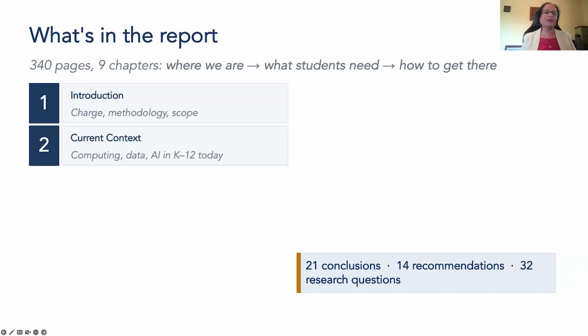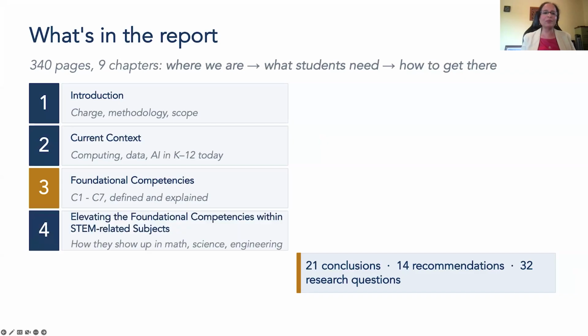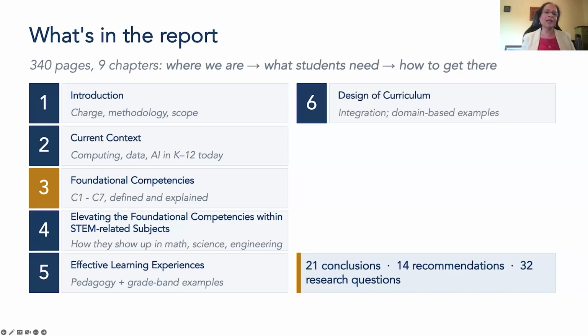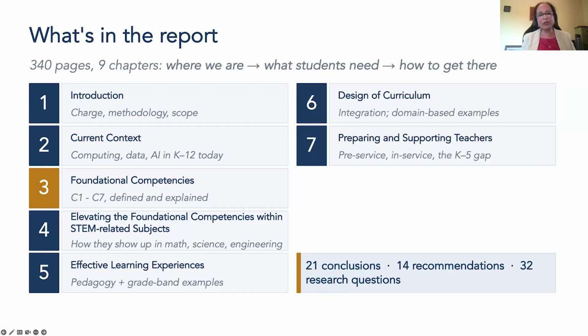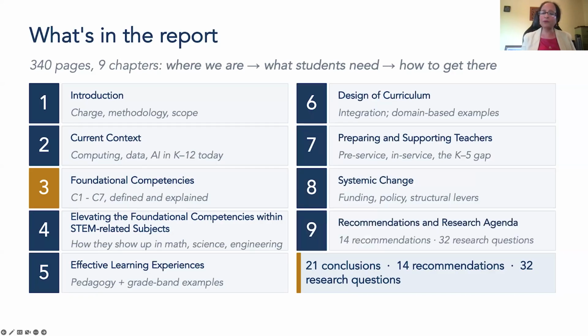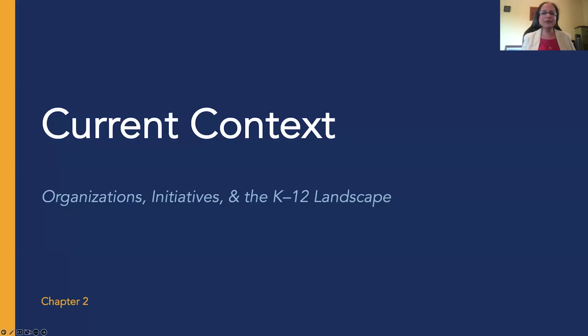And this is the way the report flows. Chapter 3 is where the foundational competencies occur. Chapter 4 is where connections are made to other STEM standards, etc. Then how to design effective learning experiences and curriculum, preparing and supporting teachers, and how to deal with systemic change. And of course, the report ends, like every other consensus study, with recommendations and a research agenda.